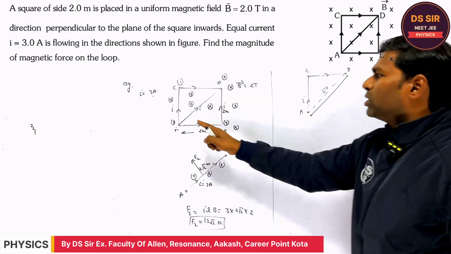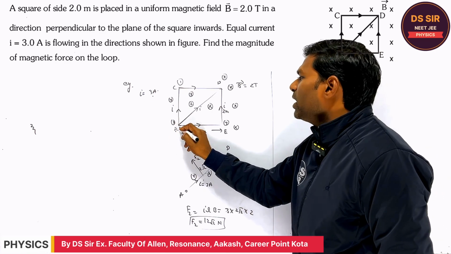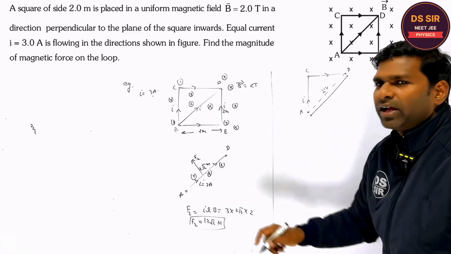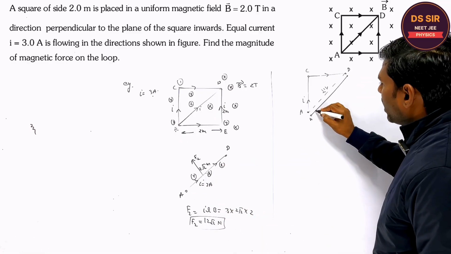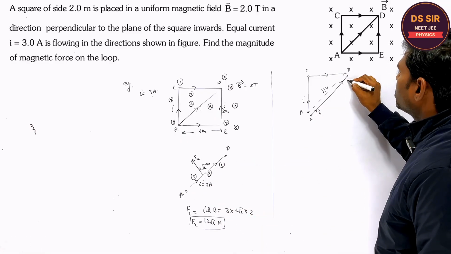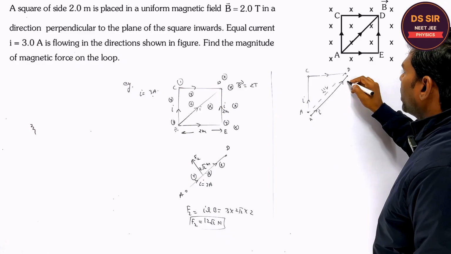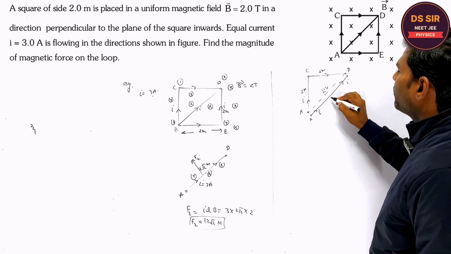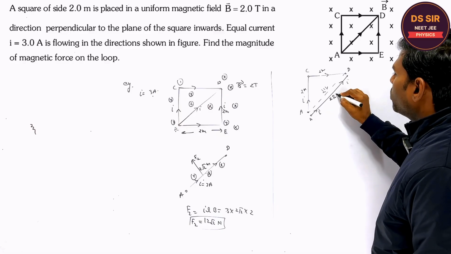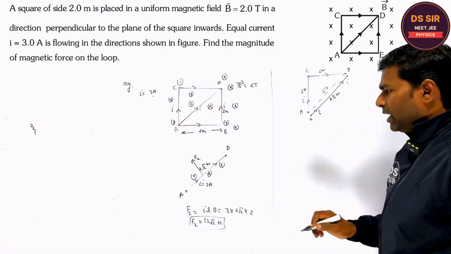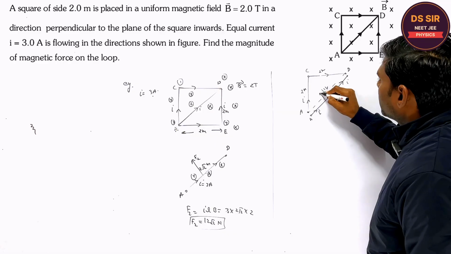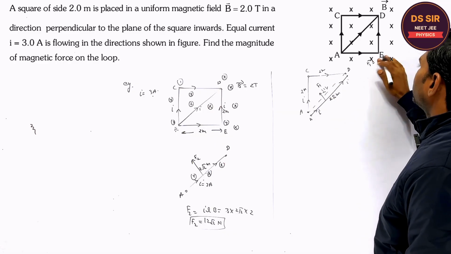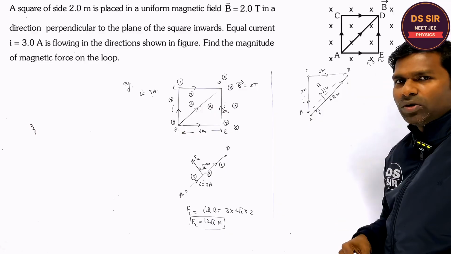Yes, sir. So this wire portion ACD can be replaced by the wire AD. Same wire AD, and the current starts from A and reaches D. So the effective length, if it is 2 meter by 2 meter, what is the effective length? Say root 2 meter. And you will get the same force. F1 and F2 are equal. Is it clear or not, you tell?